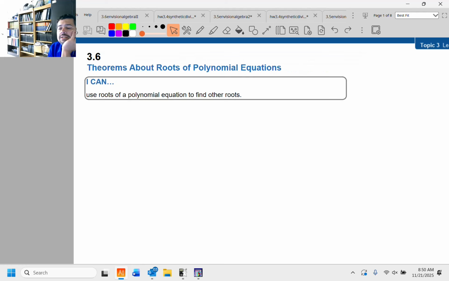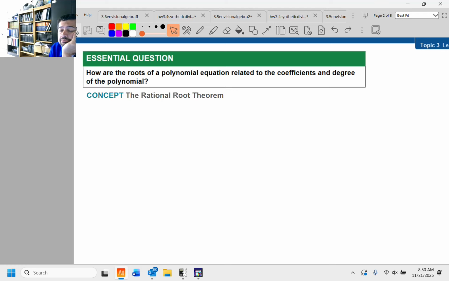So, welcome to 3-6 Theorems of Polynomial Equations. I ain't got the energy for this day, so this is probably going to put you to sleep, but I don't feel good, so you're welcome for still working.